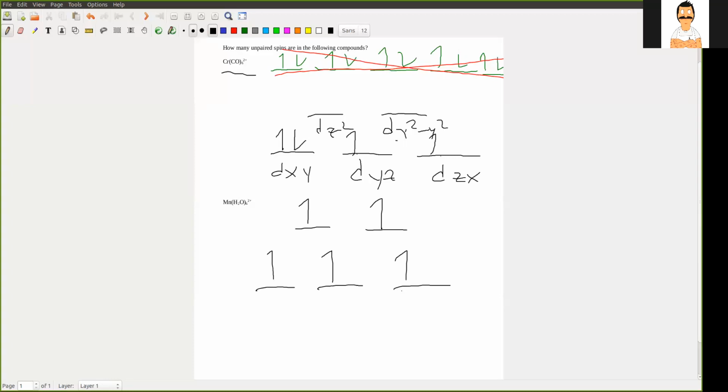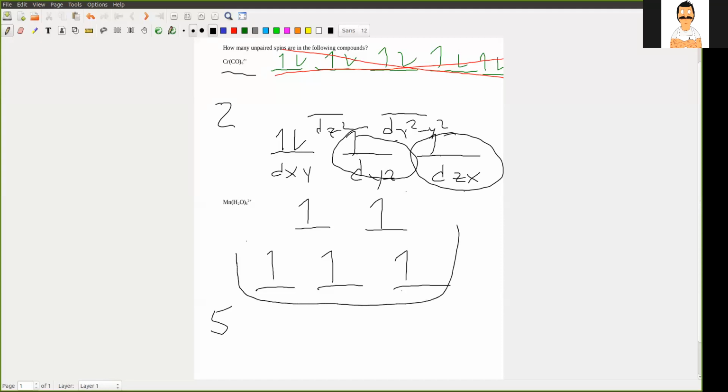So for the first one, for hexacarbonyl chromium 2+, you would have 2 unpaired spins. So this one would be a 2, and that's because we have an unpaired spin here and an unpaired spin here. For hexaaqua manganese 2+, you would have 5 unpaired spins because each of the orbitals only has 1 electron. You don't have any doubling up like you did in chromium.